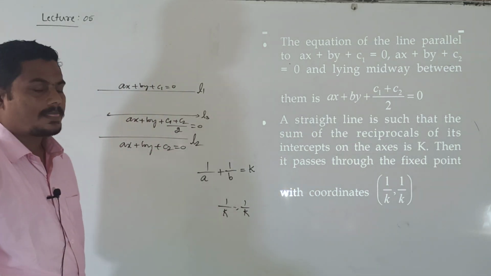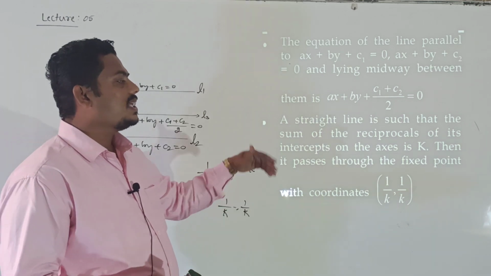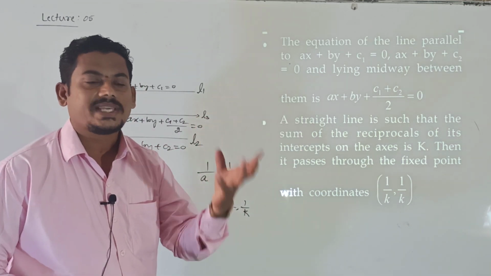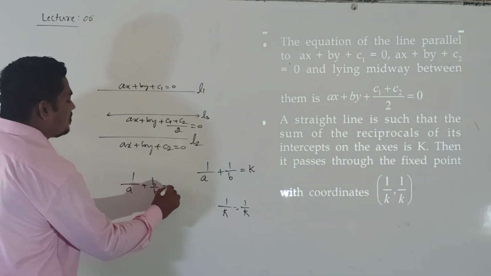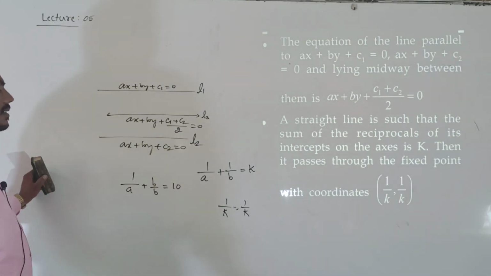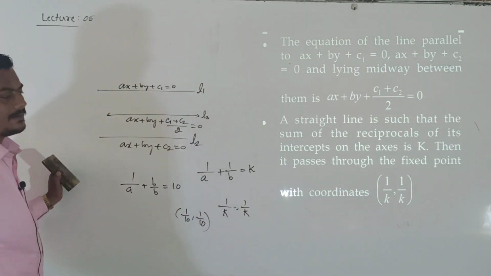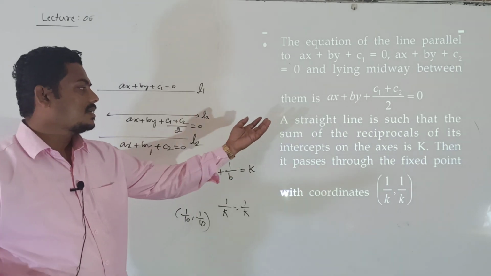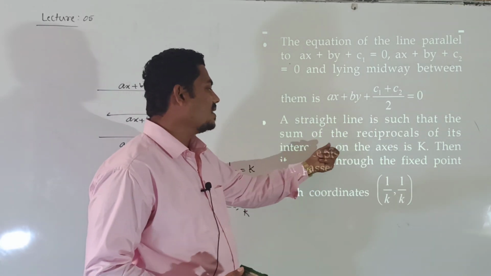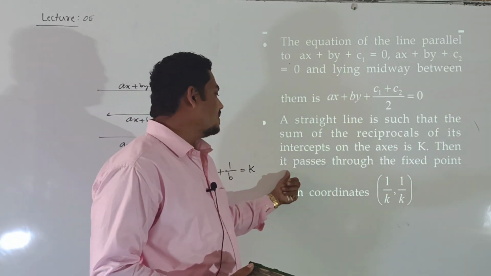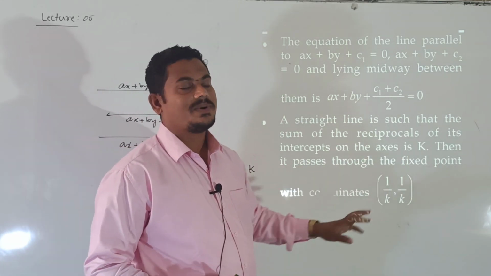This is one result. Suppose the sum of the reciprocals of the intercepts is equal to k, means 1 divided by a plus 1 divided by b is equal to 10. Then the required line passes through 1 divided by 10 comma 1 divided by 10. This is the meaning. Just remember one point. A straight line is such that the sum of the reciprocals of its intercepts on the coordinate axis is k, then it passes through the fixed point with coordinates 1 by k comma 1 by k, right?